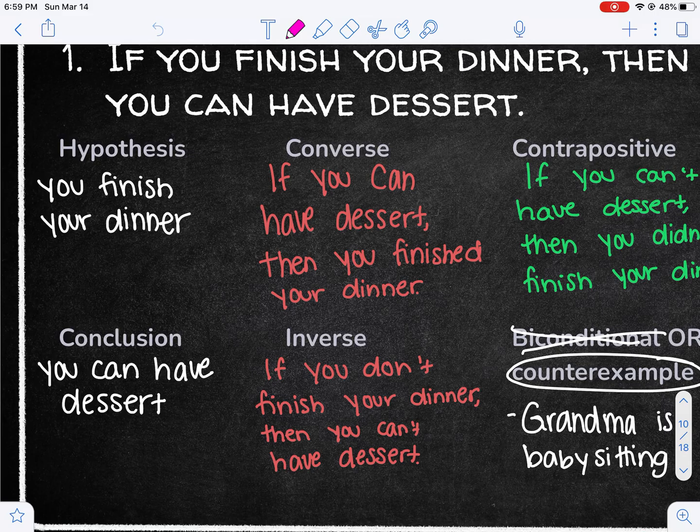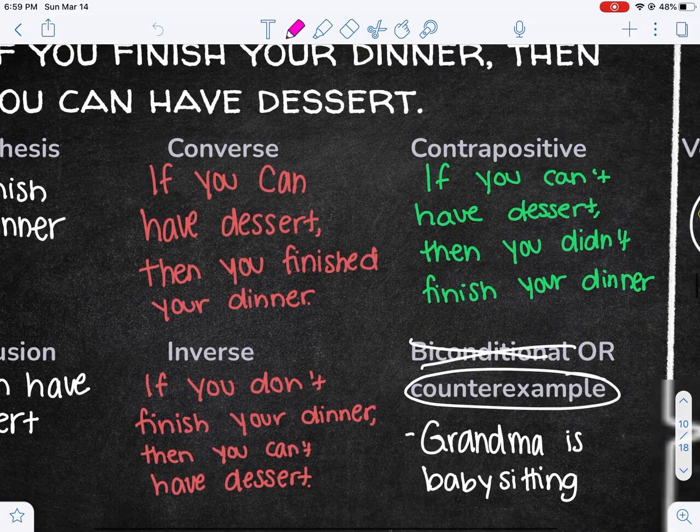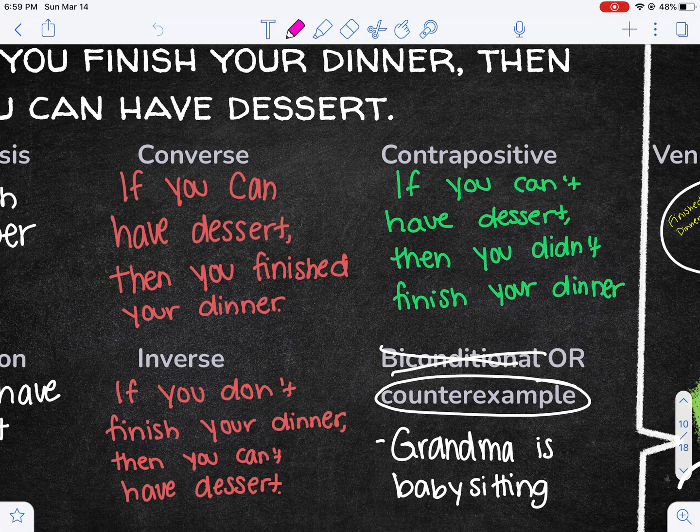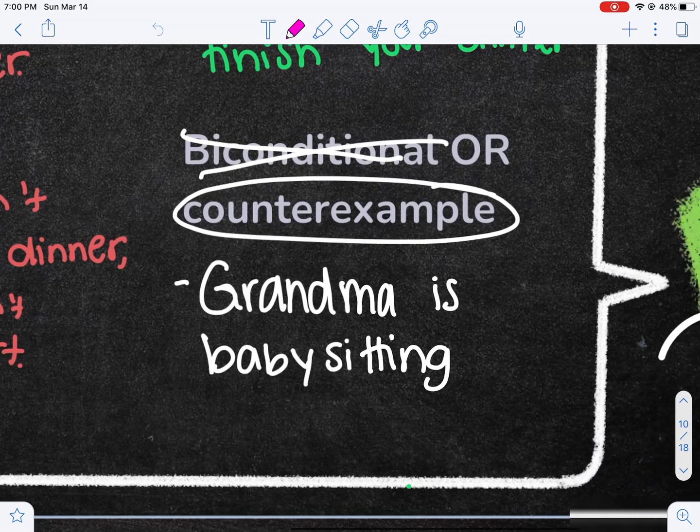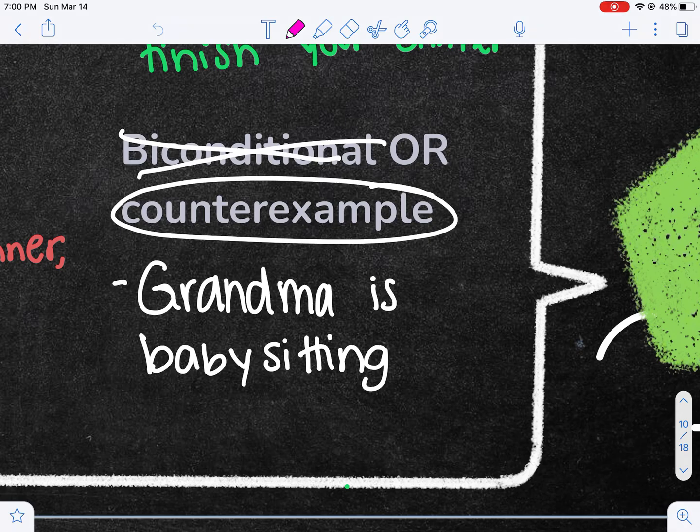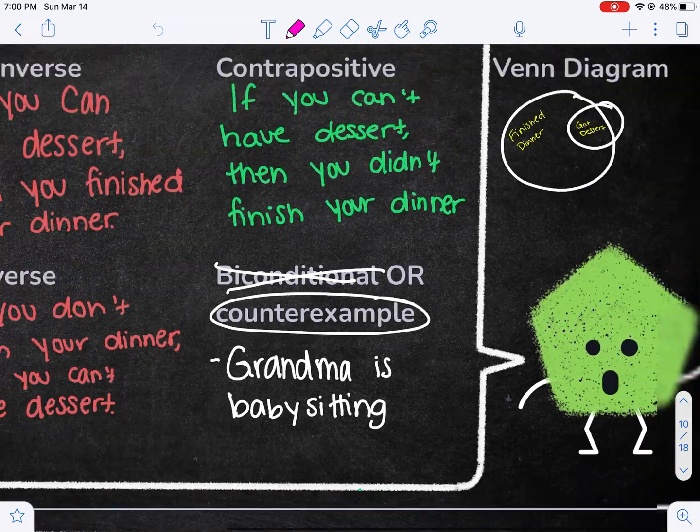The inverse keeps those ideas where they're at, but makes them negative. So if you don't finish your dinner, then you can't have dessert. And your contrapositive does both. So if you can't have dessert, then you didn't finish your dinner. You only need one counterexample to prove something is false. So in this case, maybe your grandma is babysitting and she always lets you have a cookie right before bed, even though she shouldn't. Great.